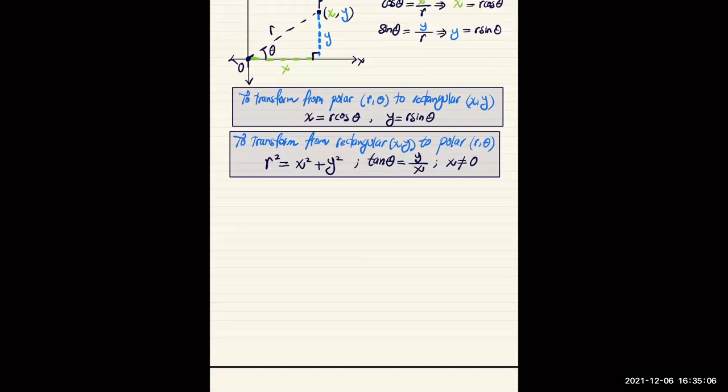And I'm sorry, really quick, what did you say in regards to r if it's negative? Yeah, then you have to choose your theta properly. Okay, we'll see examples in a second.